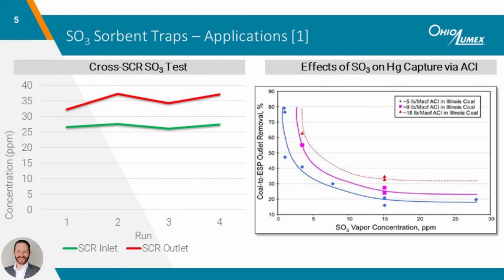This is especially useful at facilities where both DSI and ACI are employed, and operators want to minimize material costs by optimizing injection rates. In many cases, better mercury capture can be achieved not by increasing ACI, but by increasing DSI to reduce SO3, thereby increasing the effectiveness of the ACI without changing the amount of carbon being used.